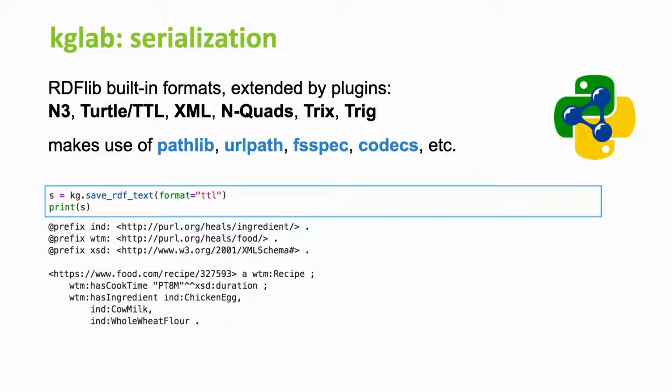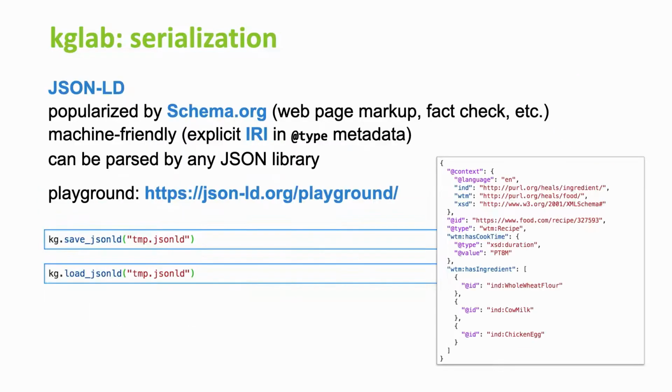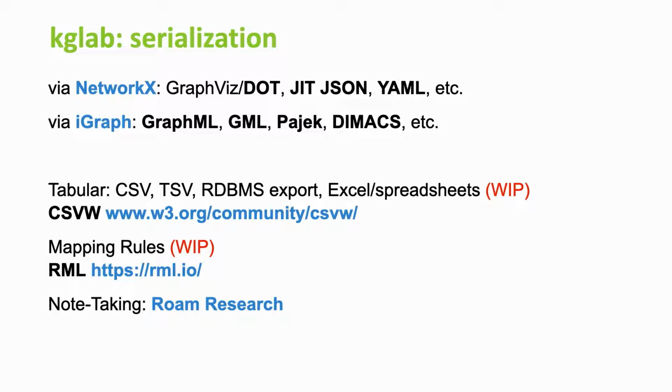And of course, we pick up support for those, along with making use of things like pathlib and fsspec, codecs, and all that. Of course, this has gone into RDFlib 6, but we definitely have support there. Along with this, a bunch of other formats too, if you want to work with DOT or DMAX or some of these, as well as CSVs.